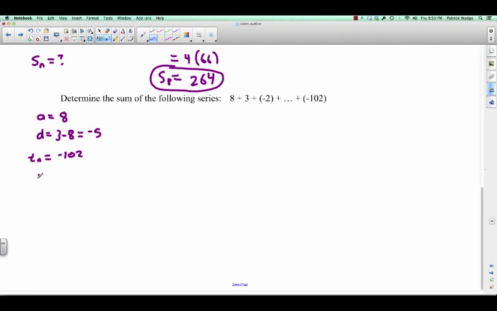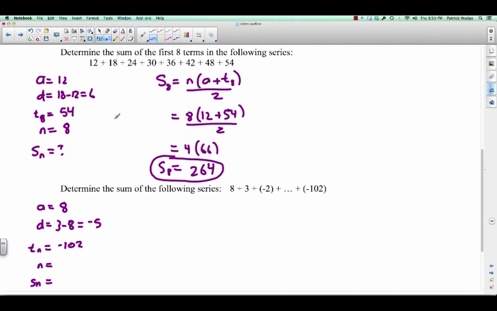Do we know n, how many terms there are? No, we don't know how many terms there are. Do we know S of n, what the sum is? No, that's what we ultimately want to figure out. So, which formula can we use?